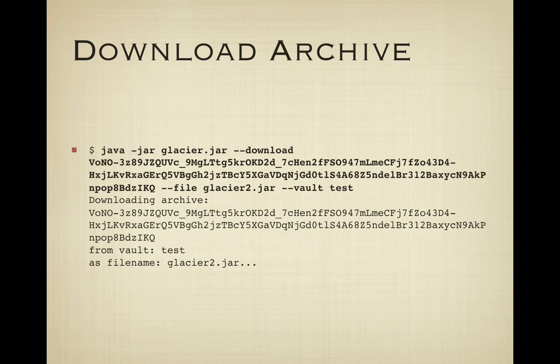Next, I go to download my archive. And the command structure is again similar. I use --download, and I have to specify that very long ID for the archive as opposed to a friendly name. You'll see in this case I'm saving it to a second file name, glacier2.jar, just to confirm that things are working correctly. Now, as I mentioned, files are not available for 3 to 4 hours, so I started this command and walked away from my computer and actually woke up the next morning to see that my file did in fact download.